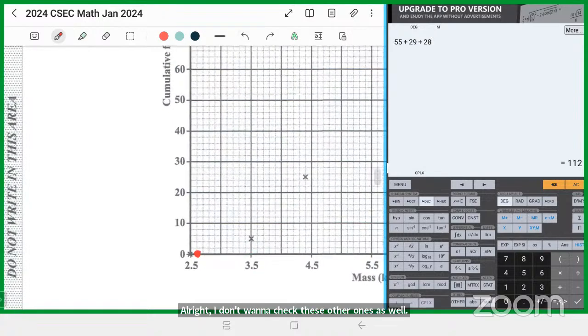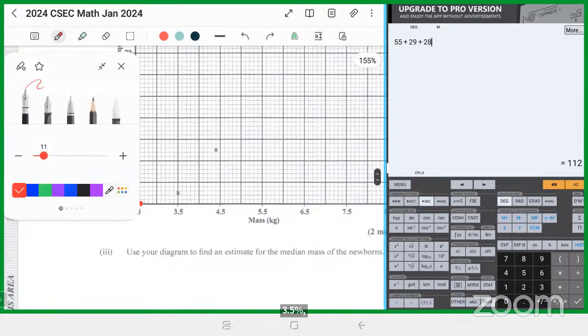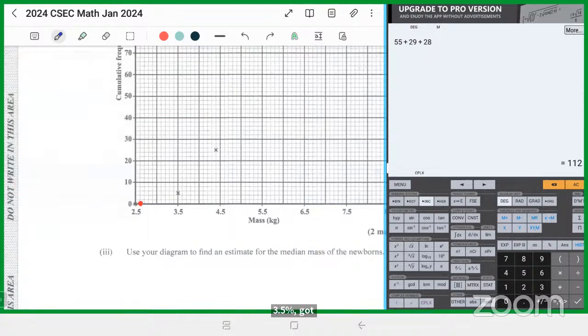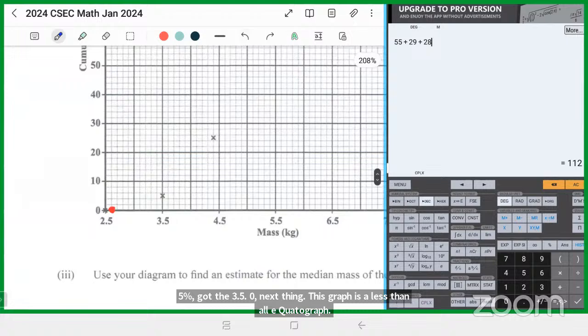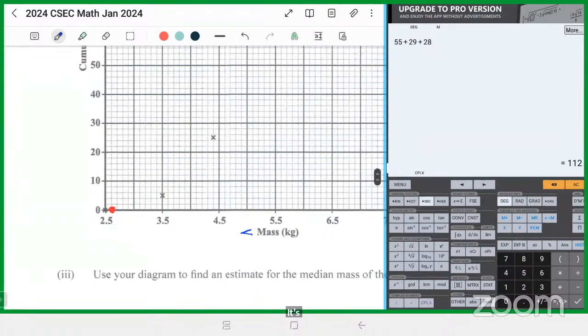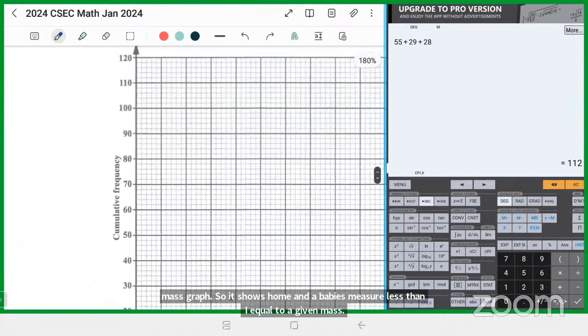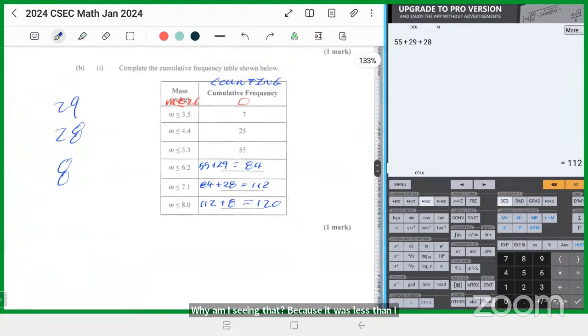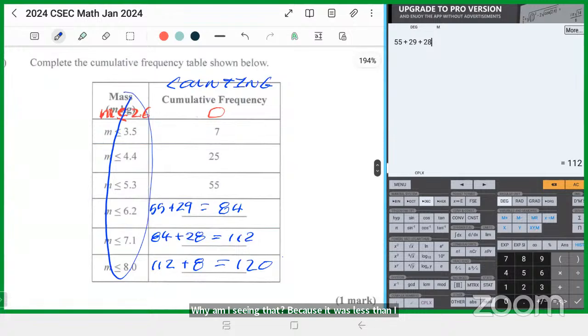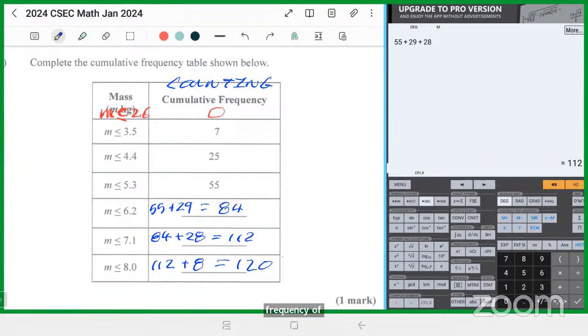Oh, next thing. This graph is a less than or equal to graph. It's not just a mass graph. It is actually a less than or equal to mass graph. So it shows how many babies measure less than or equal to a given mass. Why am I saying that? Because it was less than or equal to mass data that was used to give the cumulative frequency values. So this is a graph showing how many babies measure less than or equal to a given mass.